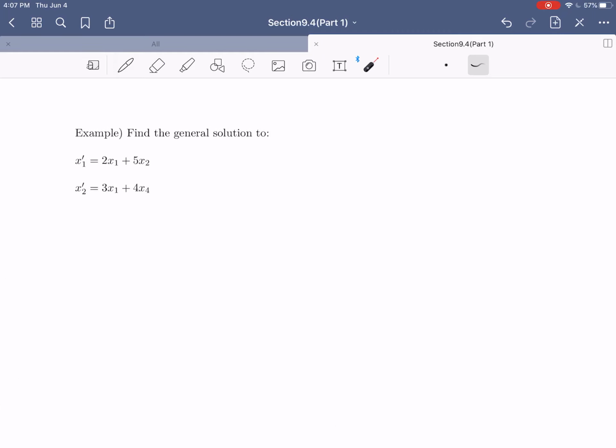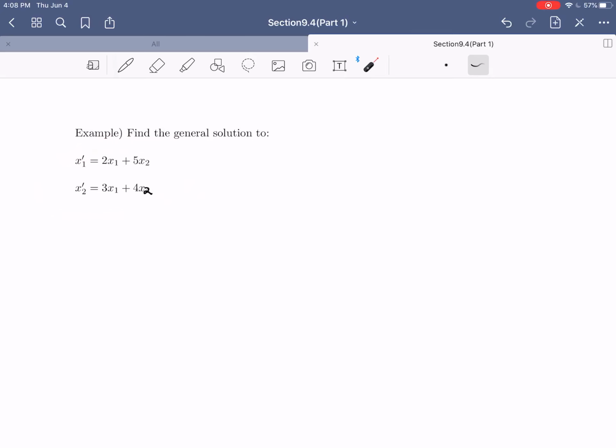All right, so here's a constant coefficient linear system of differential equations that's homogeneous. x1 prime equals 2x1 plus 5x2. x2 prime equals 3x1 plus, there's a little typo there. That should say 4x2. My bad there, excuse me. All right, so there we go.